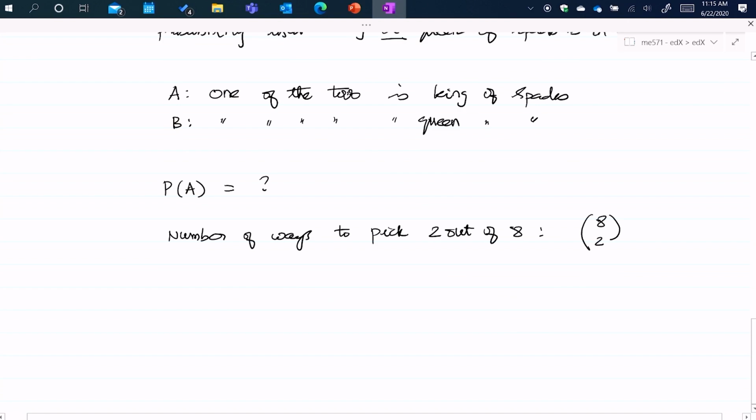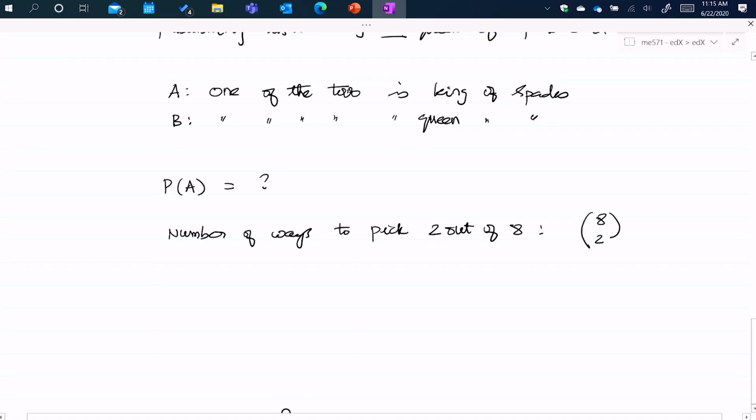Let's say one card I've already picked, and that is the king of spades. So then I have 7 ways I can pick the second card, right? So essentially the probability of A, the little n would be 7 ways I can pick the second card, because the first card is already picked. It has to be king of spades. I don't have a choice there. However, once I pick the king of spades, there are 7 ways I can pick the second card. And the total number of ways I can pick 2 cards, independent of any restriction, is a combination of 2 items out of 8.